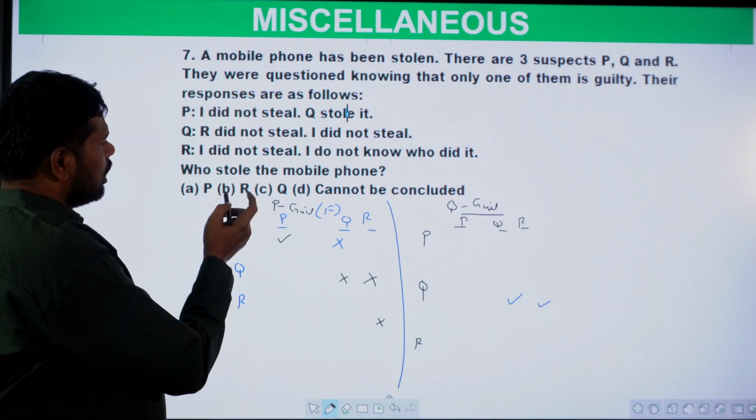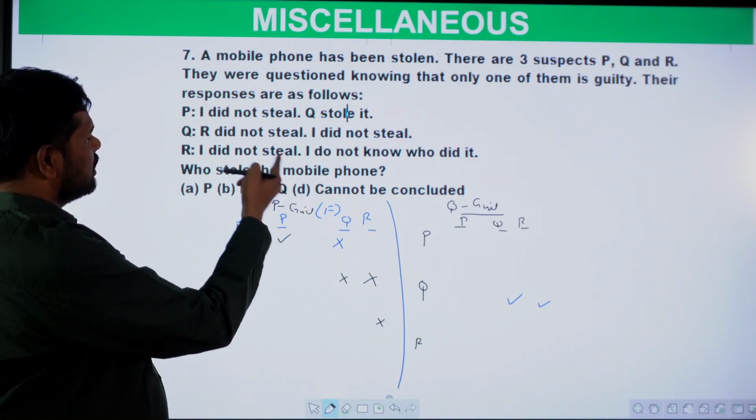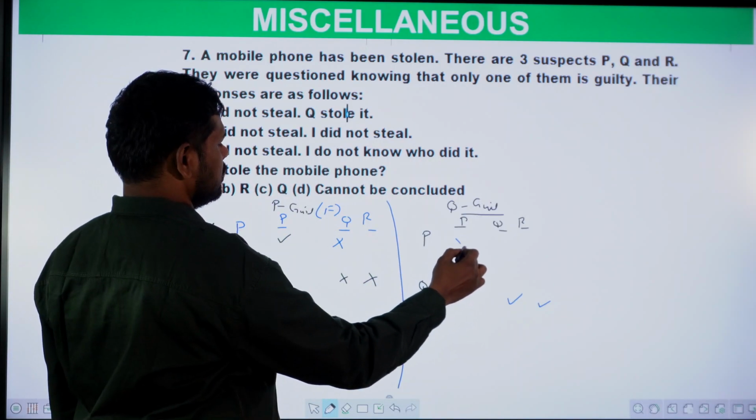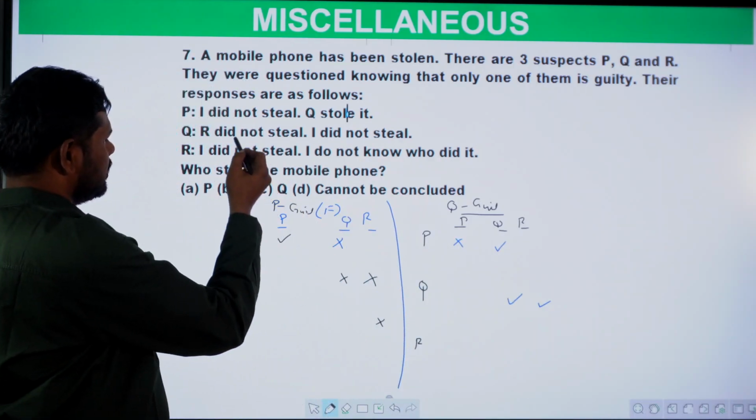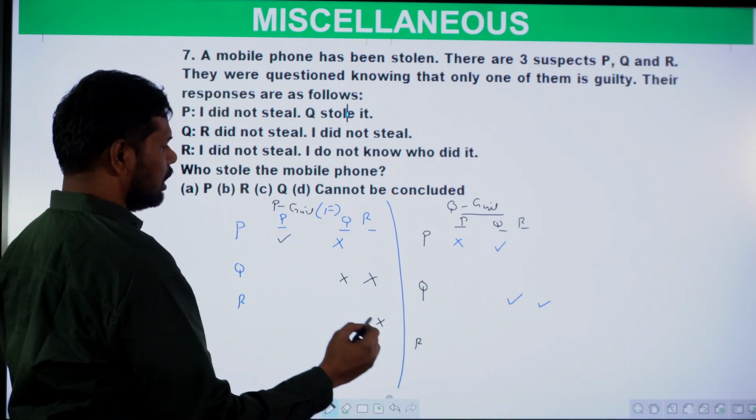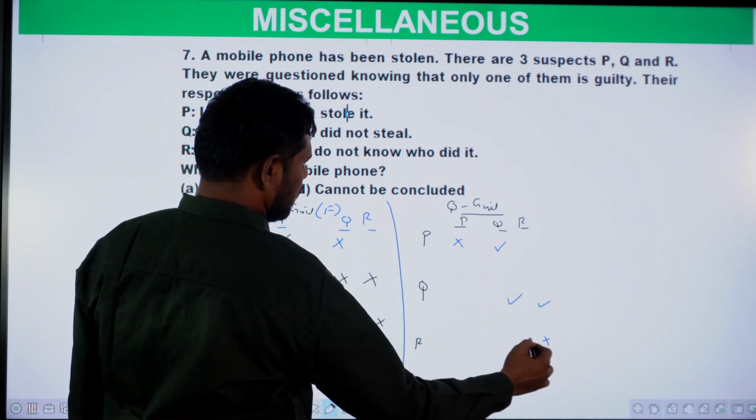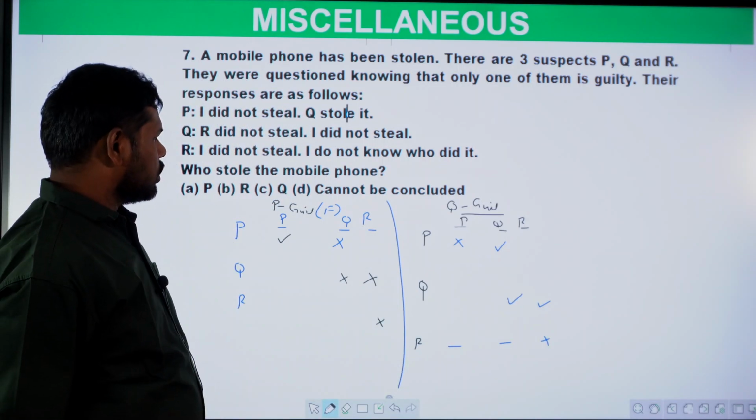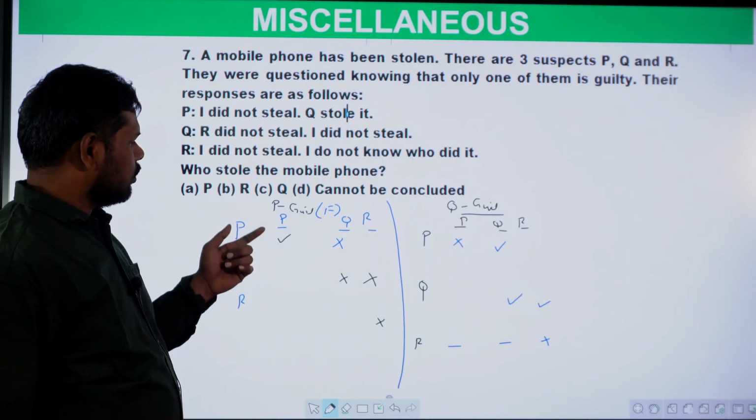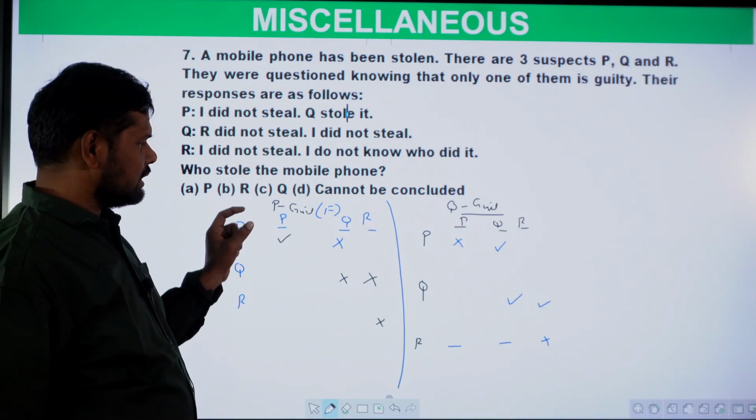Next, if that is the false statement, Q says "I did not steal," so Q stole it. Here also, some case. Next, "I did not steal" or "I don't know who stole." Here, who stole? In the first case, only P is the one stealing. That is the clear idea.